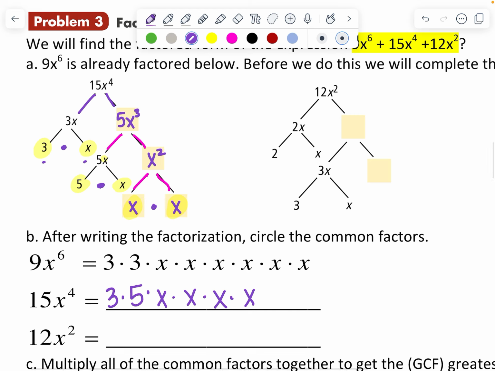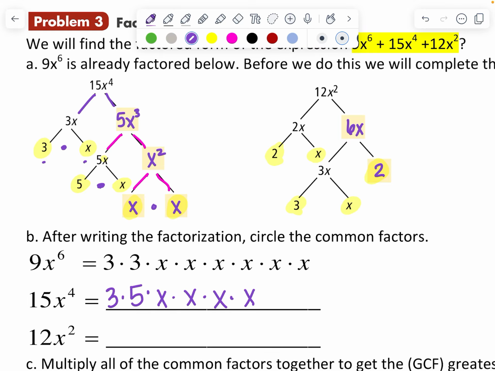Now, for 12x squared, we have 2x times, and you guys probably guessed it, it's 6x, right? So you have 2 times x here. Those are prime factors. And then the 6x goes to 3x times 2. 2 is prime. And then it's all done, because you've got the 3 and the x.